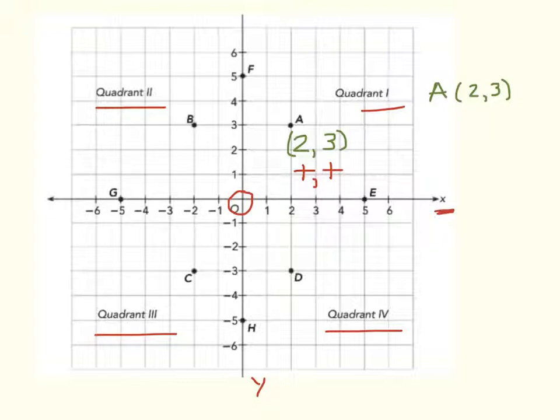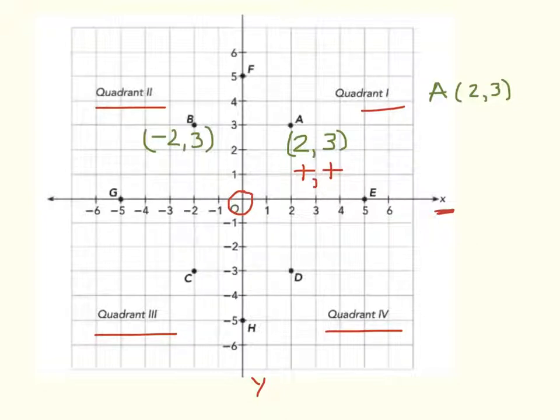Point B is 2 units to the left of the origin, so its x-coordinate is -2, right? Because we moved to the left of the origin, so now we're going into negative numbers. It is 3 units up from the origin, so its y-coordinate is 3. Our ordered pair is (-2, 3). The coordinates of B are (-2, 3).